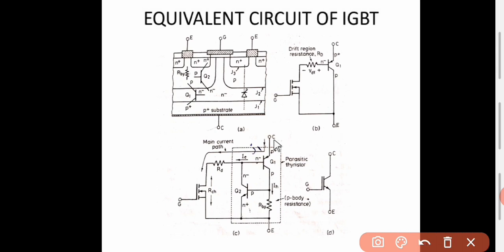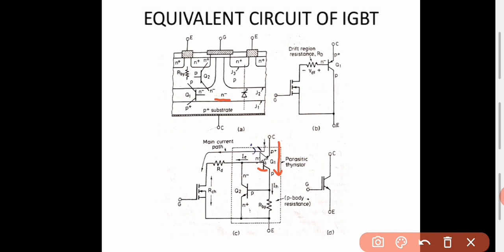Now we connect the collector with positive and emitter with negative. So this is the P and P. Device Q1 is in turn off condition, because this junction J1 is forward bias, but the other junction is reverse bias, so no current will flow from collector to emitter. And this is the resistance RD, which is offered by the N minus layer.